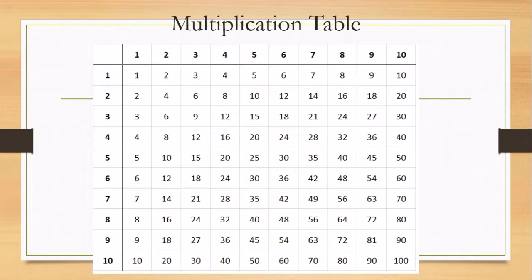This is the multiplication table from 1 to 10. So for example, if you want to find out 7 times 6, you go to 7 and 6, that's 42. 4 times 8, that's 32. Now we see this is symmetrical, so 4 times 8, 8 times 4, it's the same.